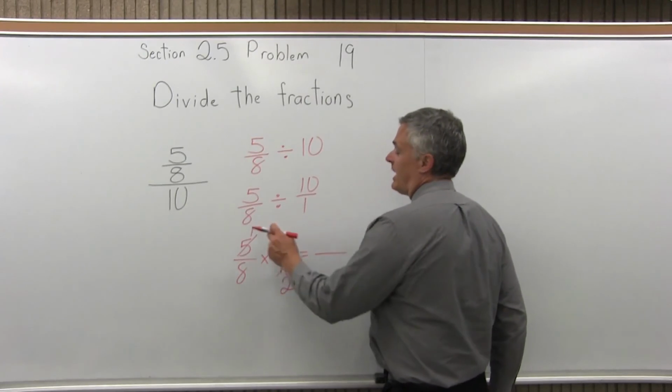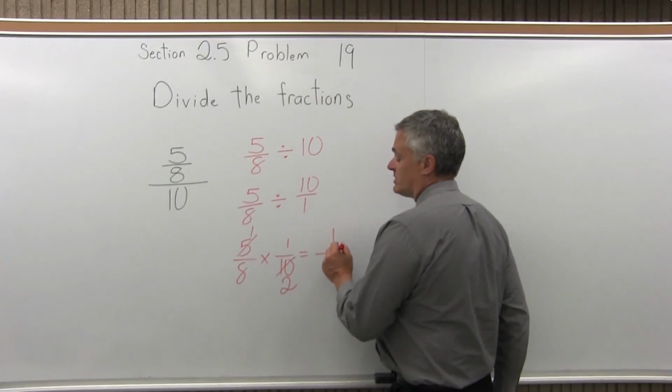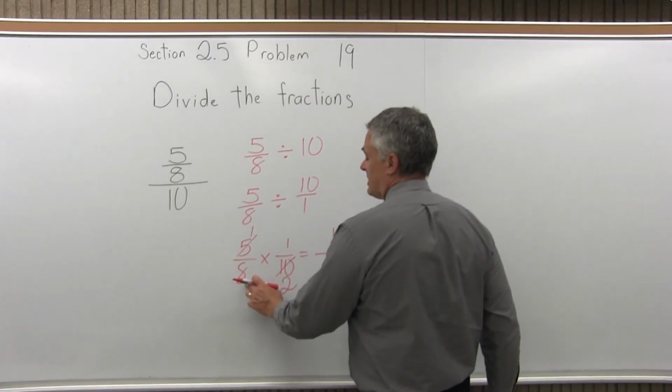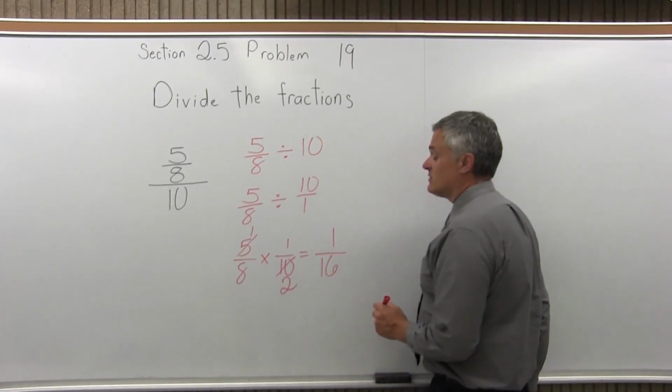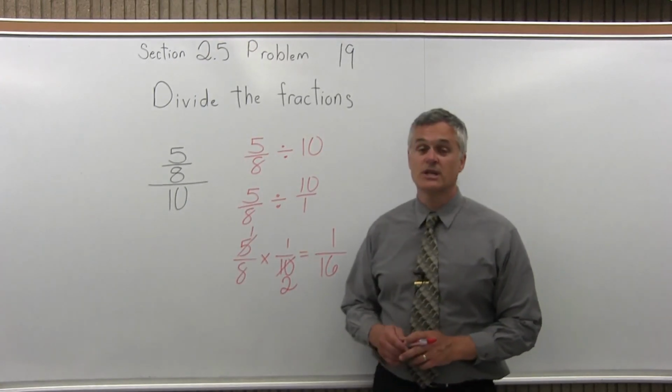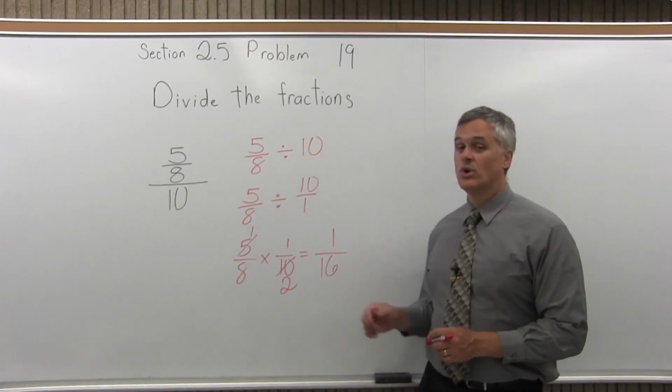So on top, I have 1 times 1 for the numerators, which is 1. And in the denominators, I have 8 times 2, which is 16. And in this form, I can see that it won't reduce. So the answer in its final form is 1 over 16.